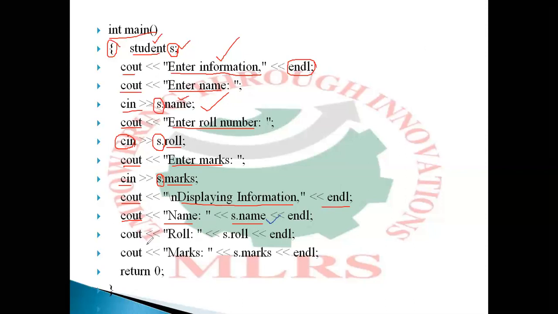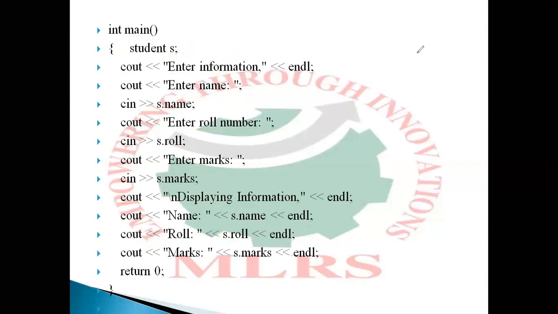Then next, cout roll number, s dot roll number. Whatever roll number we provided earlier, that value will be displayed here. Same way, cout marks. Whatever marks we provided, those marks will be displayed here. At every stage we specified endl, so every piece of information will be displayed in the next line. So return 0 closes the main program. Close brace. With this, we print all the values we provided earlier.